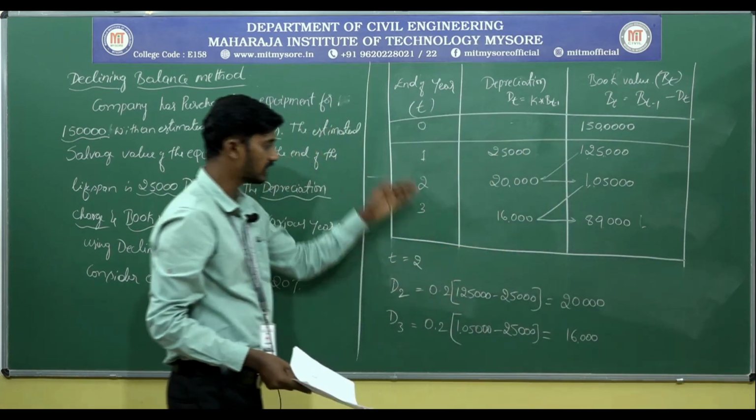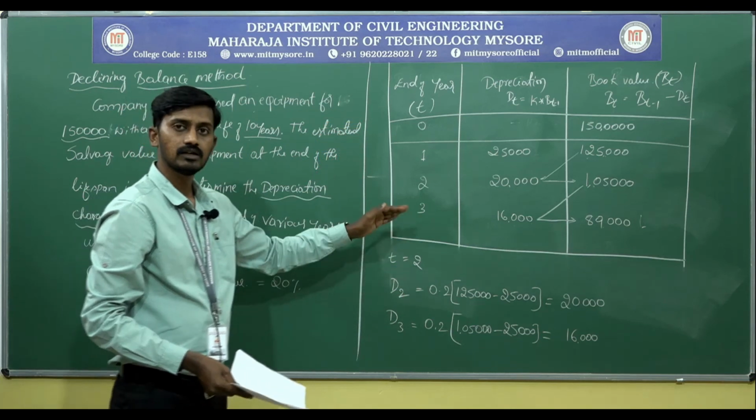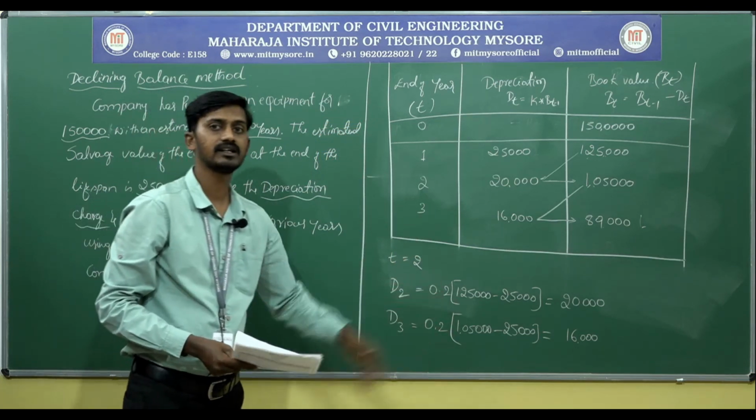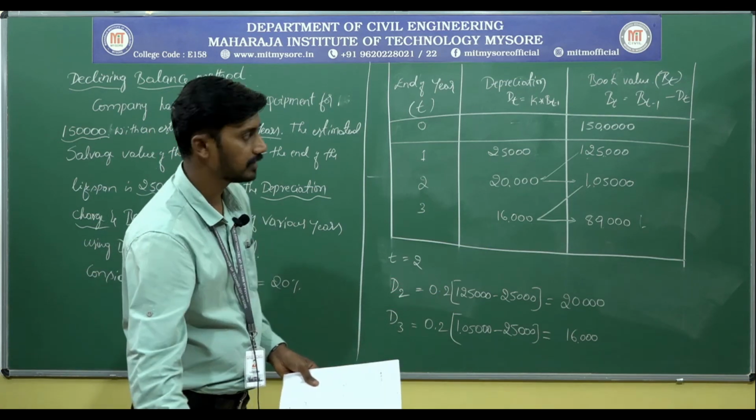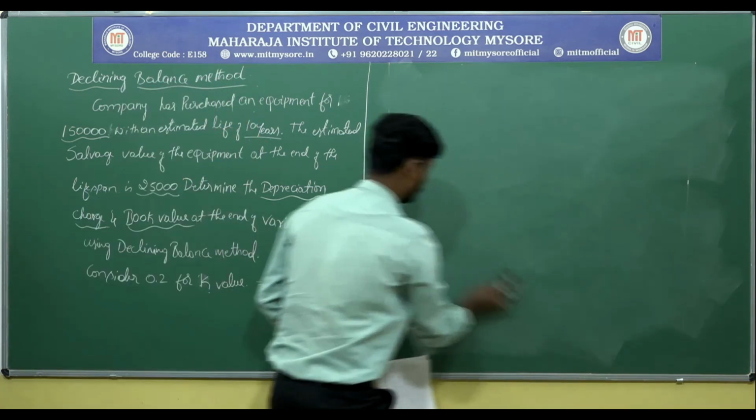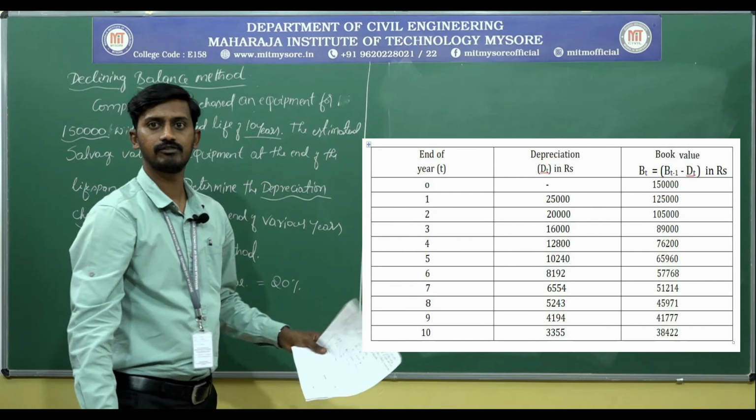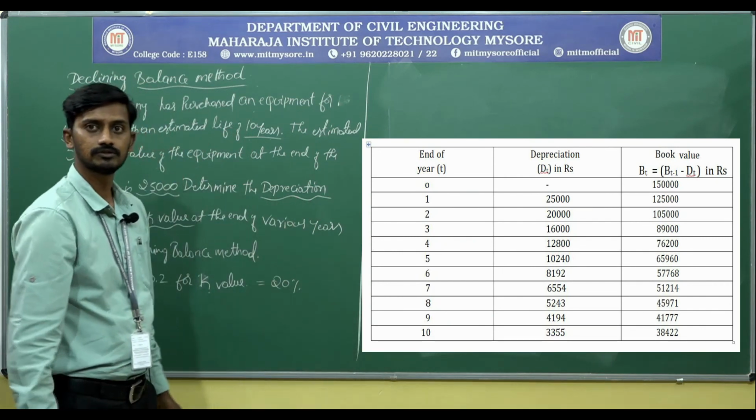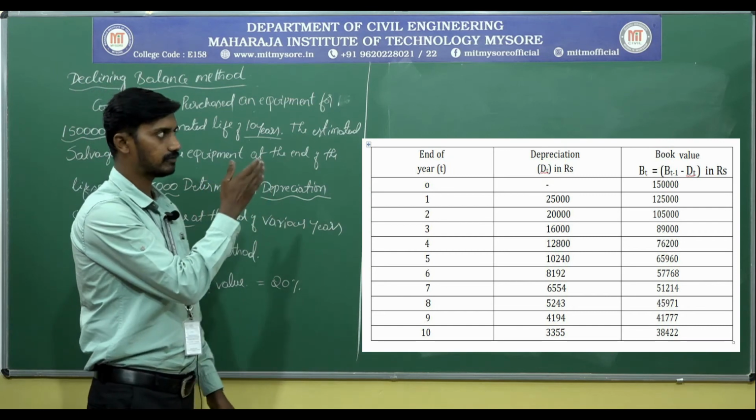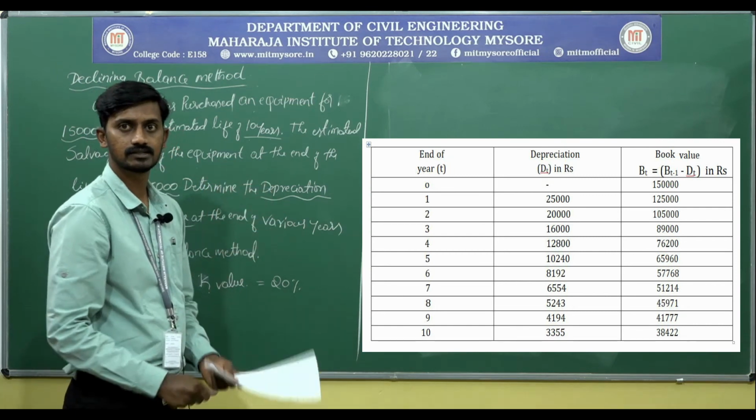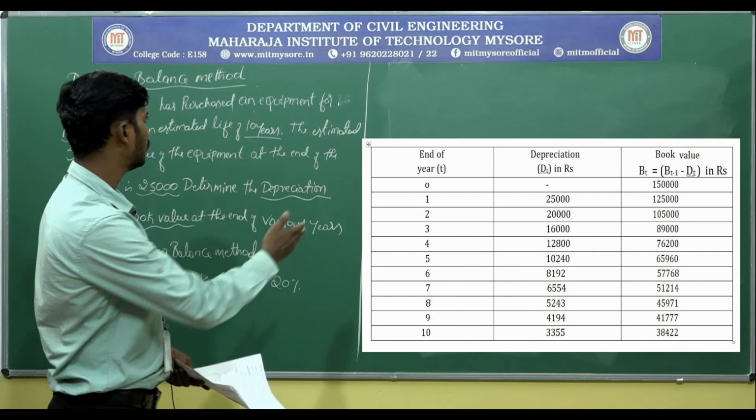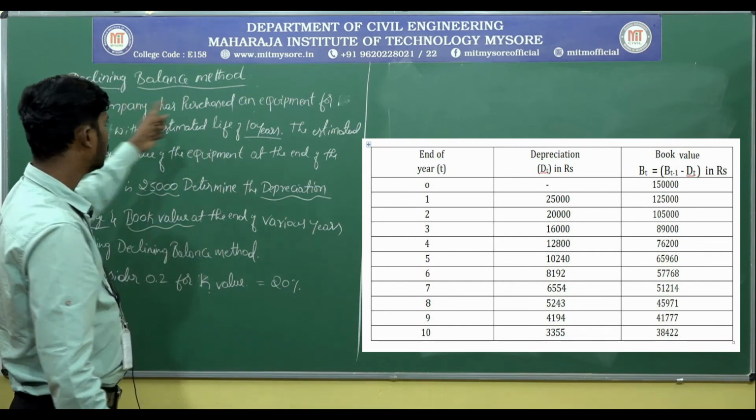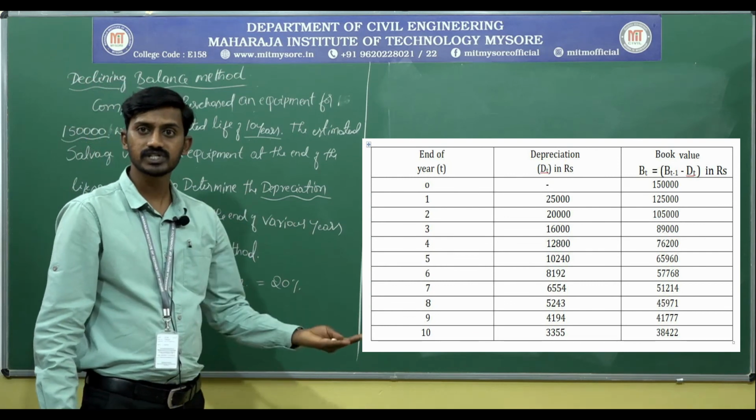89,000. Same way you should calculate for the 4th year, 5th, 6th, 7th, 8th, 9th, and 10th years. Once you calculate, see the calculated values are available in the table. Just observe for every year, from 1 to 10 years. This is how the value will be changing from straight line method to declining balance method of depreciation.